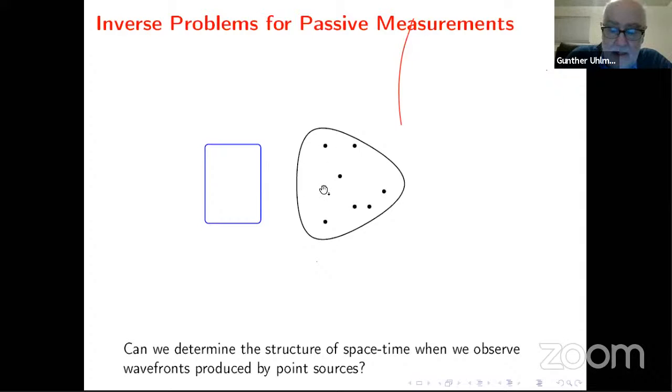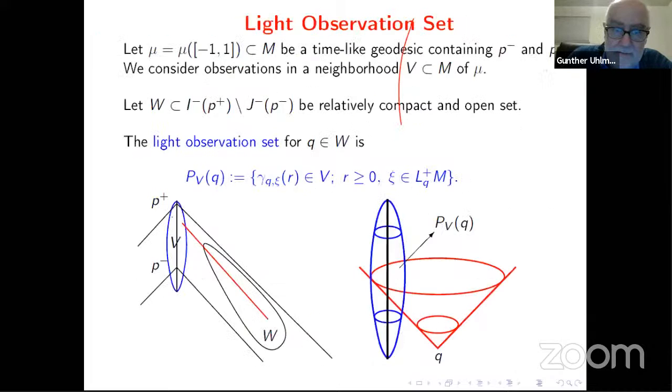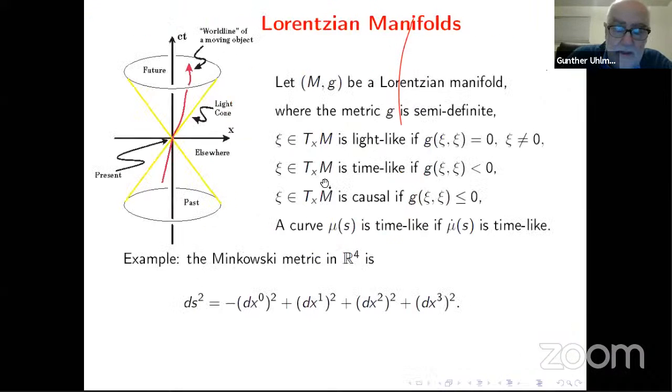And so point sources emit light. You have the wavefronts of the light, and those come into the observation region. And then you have another point, you have another front. And you observe the intersection of that front with the region of observation.